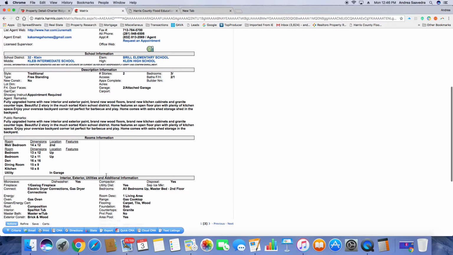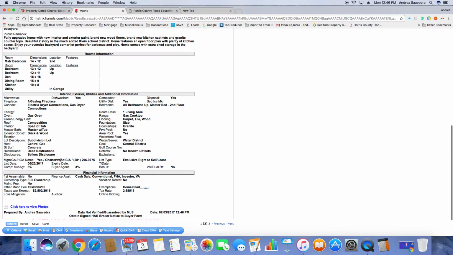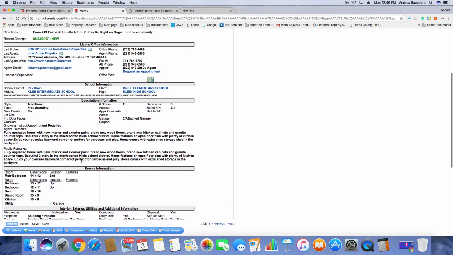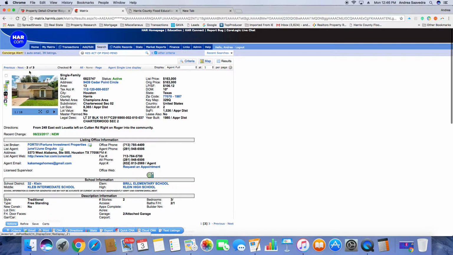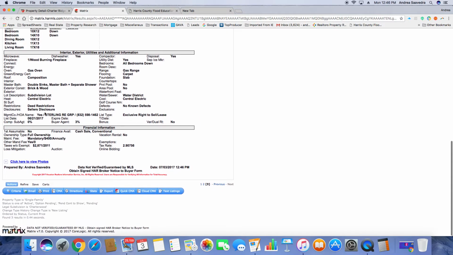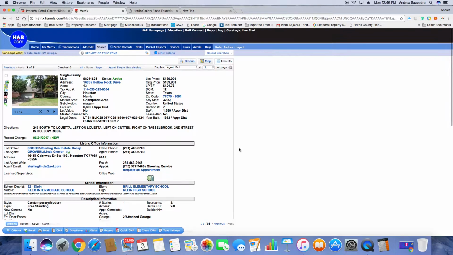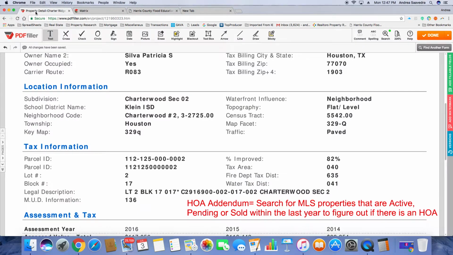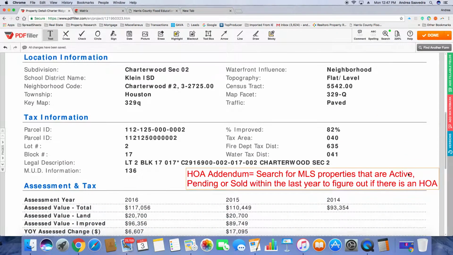The next listing is saying that there is a homeowners association. Okay, let's take a look at the next one. The next one is saying that there is a homeowners association. At that point, I really think that there is a homeowners association. So I will add that form to my addendums.